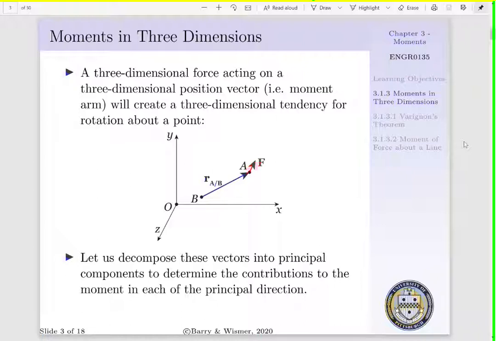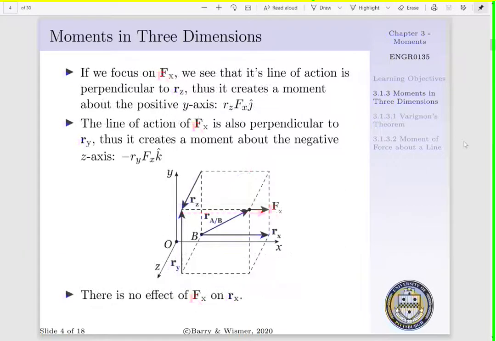Now let us decompose these vectors into our principal components, i.e. the x, y, and z components, to determine the contribution of each to the moment in each of our principal directions. To begin, we will focus on the force in the x direction, and we see that its line of action is perpendicular to r sub z, the z component of our moment arm. If we use the right-hand rule, we see that we are going to create a moment about our positive y-axis.